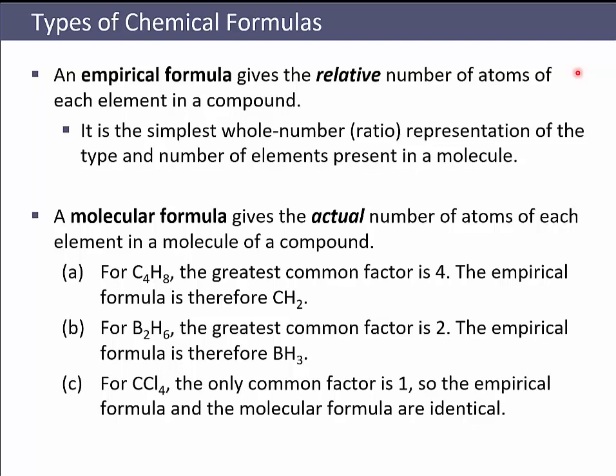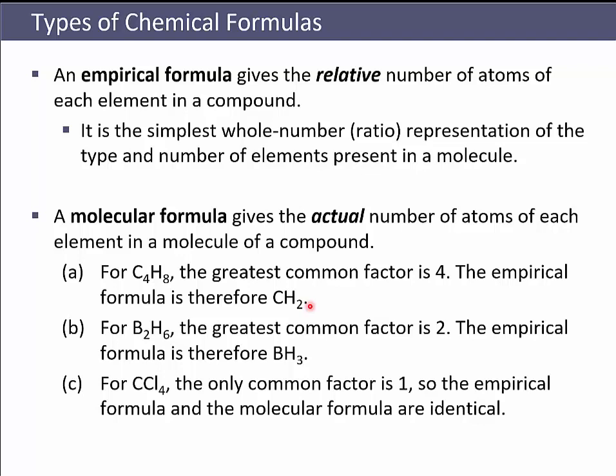Right? Our molecular formula gives the actual number of atoms of each element in a molecule of a compound. So for C4H8, the greatest common factor is 4. So our empirical formula would be CH2. There are lots of things that are going to have an empirical formula of CH2. CH2, C2H4, C4H8. Right? So our molecular formula gives us a little bit more information than our empirical formula. Oftentimes our empirical formula is easier to find out than our molecular formula.